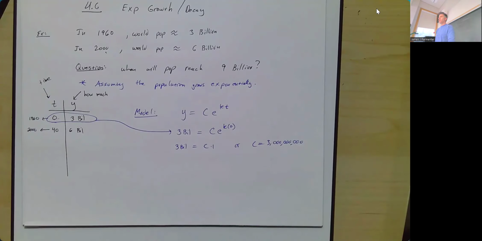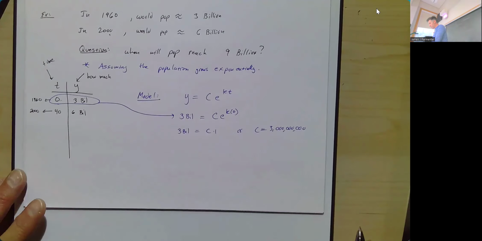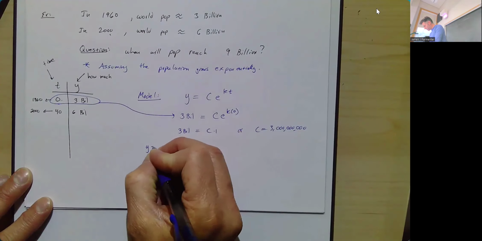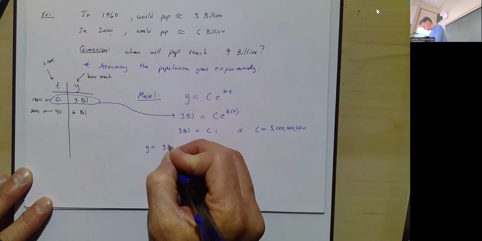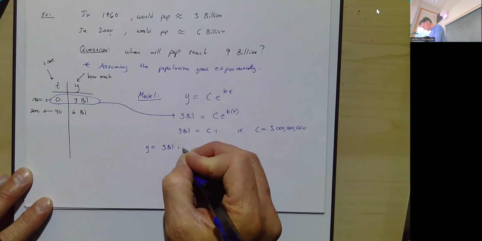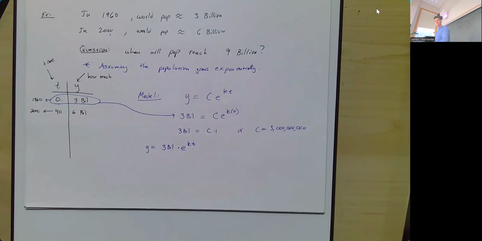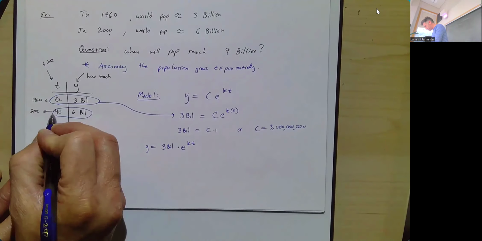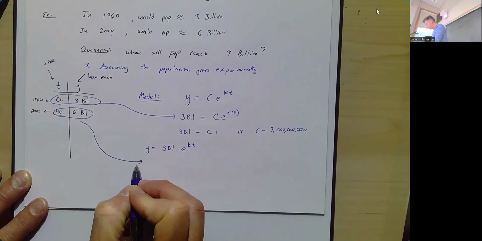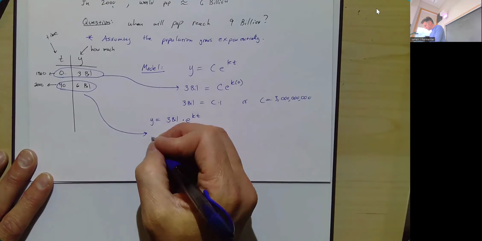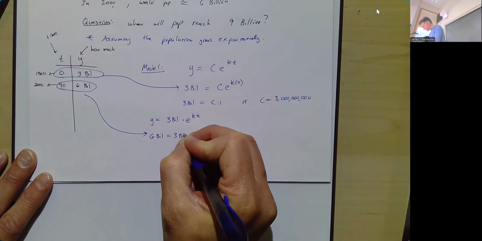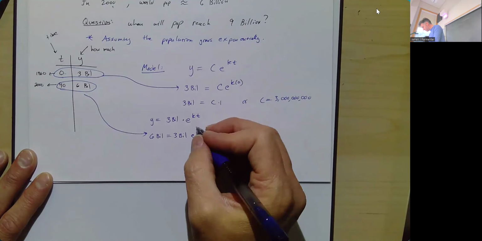But I don't want to write all those zeros. Sometimes just writing 3 billion. Great. So now we have a more refined model. Our new updated model is y equal to 3 billion times e to the kt. Now we're going to use our other data point to hopefully solve for k. So I'm going to plug in 6 billion for y and 40 for t.